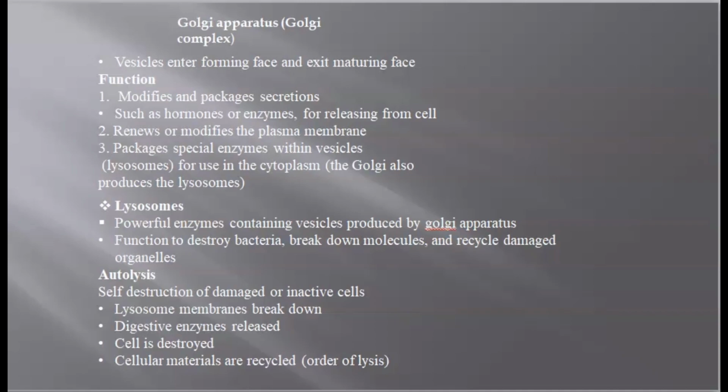Number 3, it also helps to package special enzymes within vesicles, enzymes such as lysosome for use in the cytoplasm. And the Golgi also produces lysosome. So the Golgi apparatus is not only helping to package the enzymes within the vesicle, but it is also part of the production of this lysosome. Now the lysosome enzymes are part of the enzymes produced by this Golgi apparatus. The lysosome is a powerful enzyme-containing vesicle produced by the Golgi apparatus.